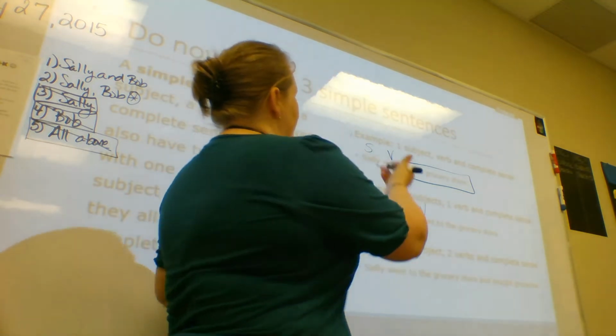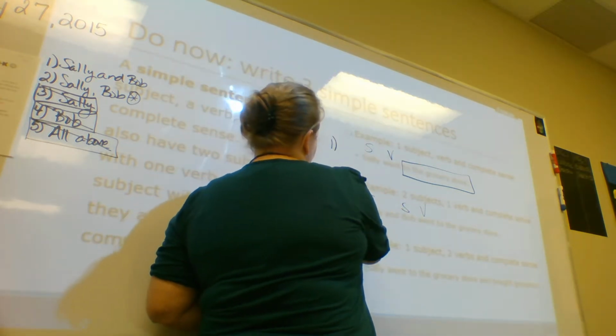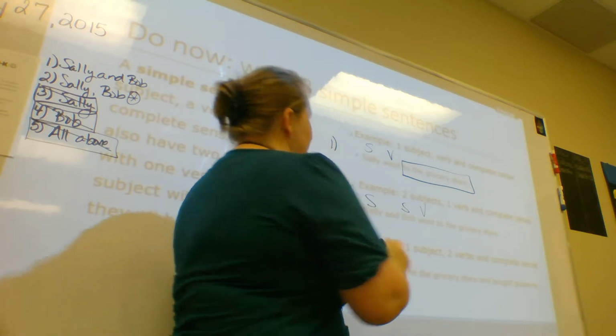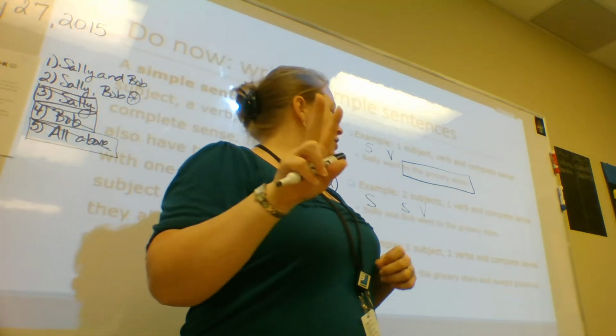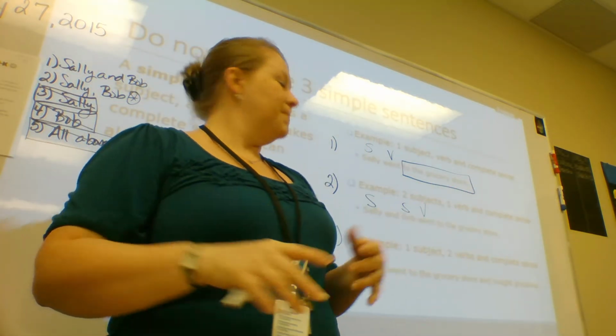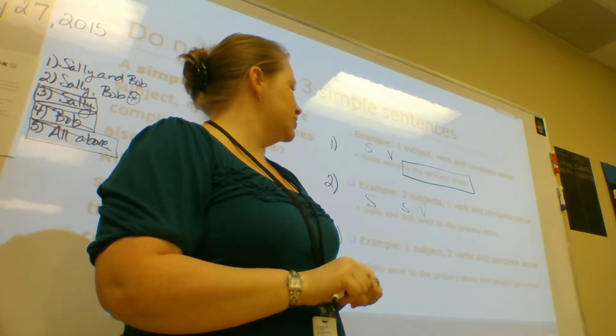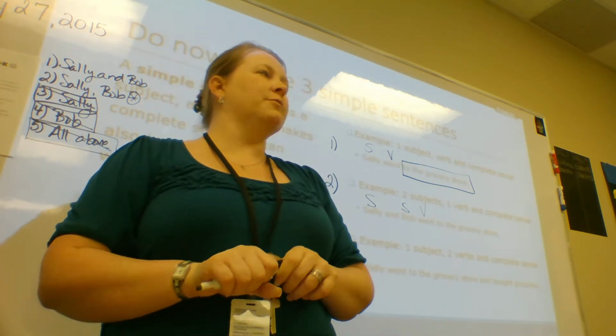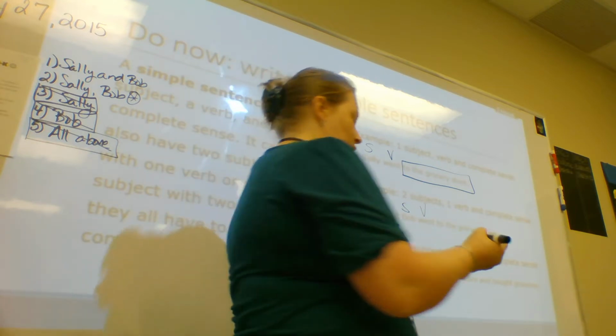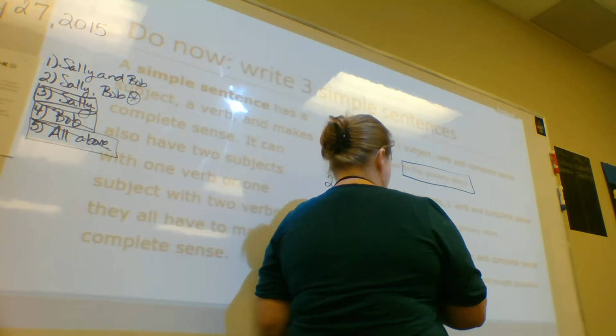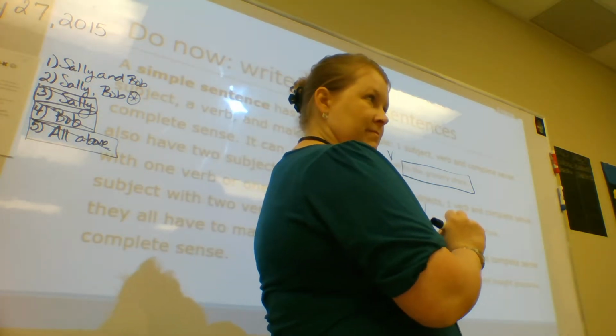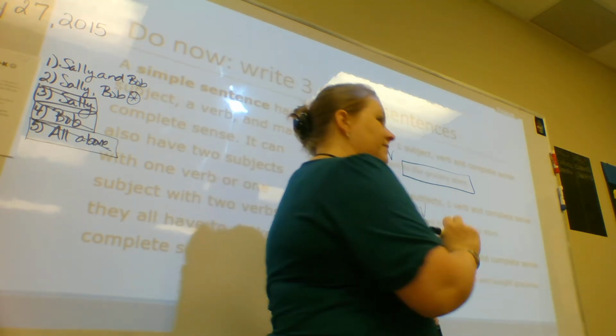So the last example, you're going to have 3 examples for your do now. Your last example has 1 subject and 2 verbs, but they have to, again, make sense. So, Sally went to the grocery store and bought groceries. What's my verb there? Went. Sally is the subject.